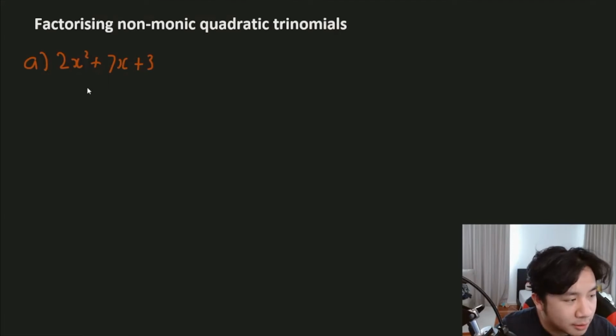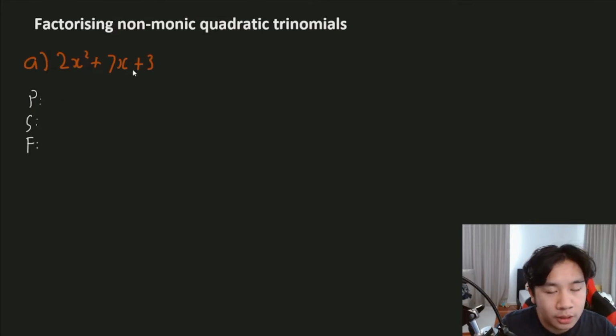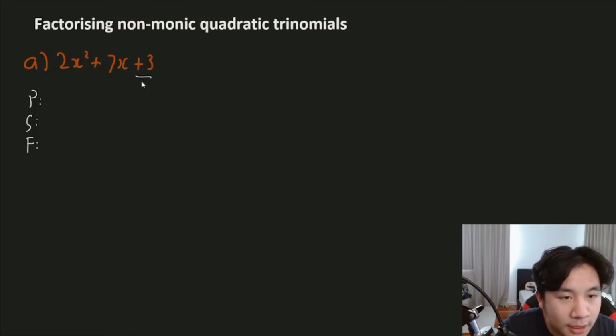Today we'll be looking at factorizing non-monic quadratic trinomials. To do this, you do the same thing as monic. You do PSF, but the PSF works a bit differently. With monic, you learned that the product was the last number. But in this case, it's actually going to be the last number times the first number.